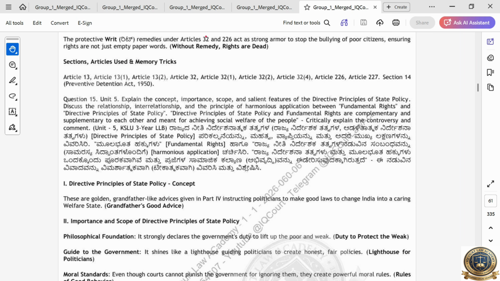This is the way they will also ask you. They will also ask to explain the interrelationship and the principle of harmonious application between the fundamental rights and directive principles. Fundamental rights means you are asking for rights, not asking the government to give anything. You are just asking the government to leave me as per my wish. That is what fundamental rights are. Directive principles means you are asking the government to provide facilities to the people: food, job, health care, education. That all comes under directive principles. That is very simple.